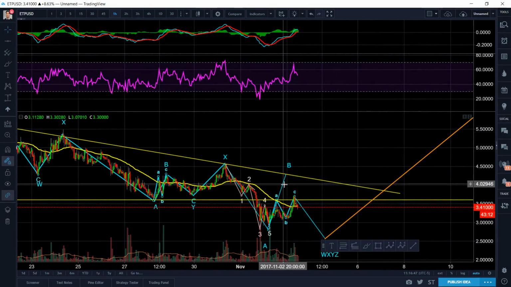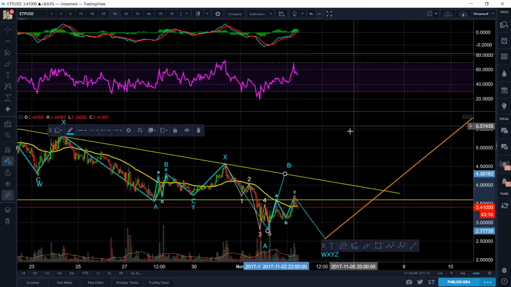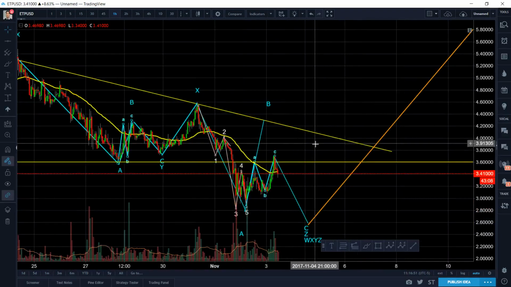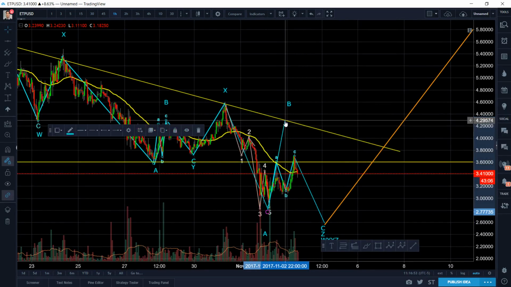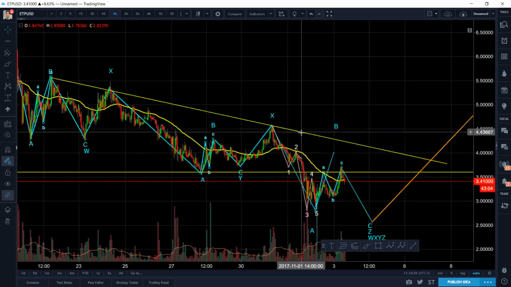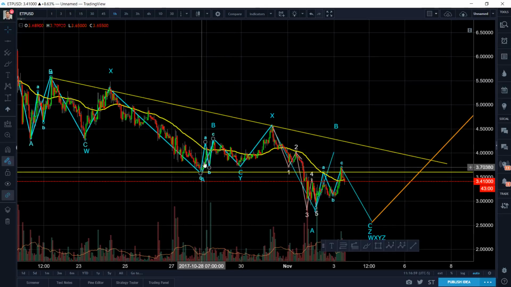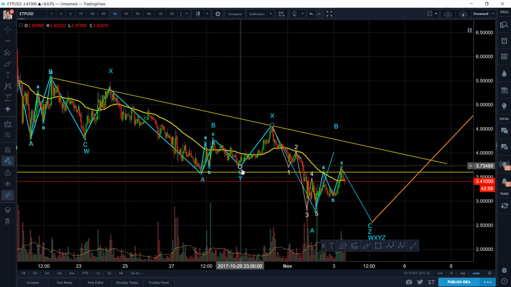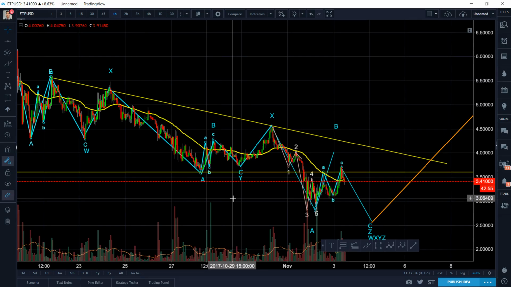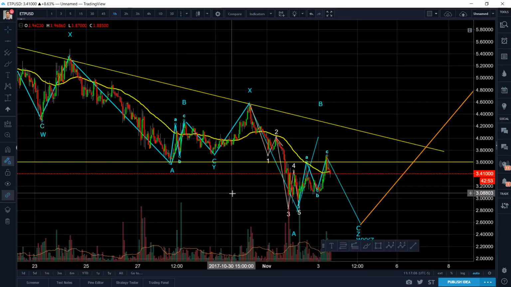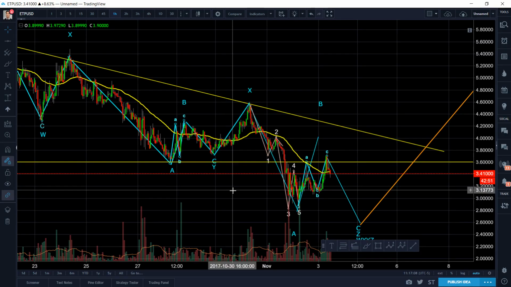So, like I mentioned yesterday, there were 2 possible cases, okay? Every time we get down to an A position, we go to a B position, right guys? We go to a B position here, and then we move down to a C position every single time, no matter what. That is unfortunately the laws of Elliott Wave, guys.